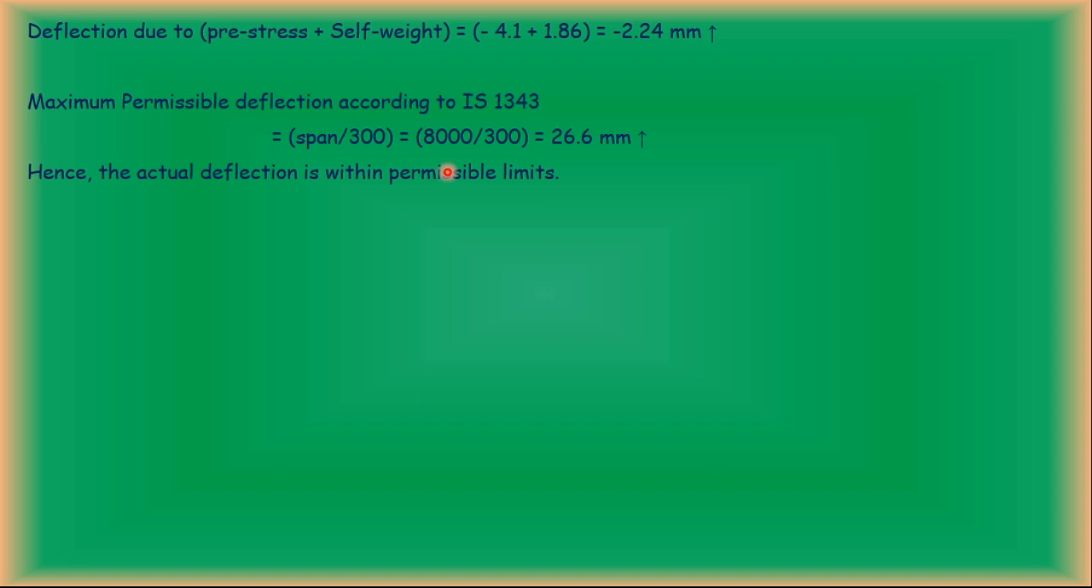So this was the deflection problem, and it has ended.